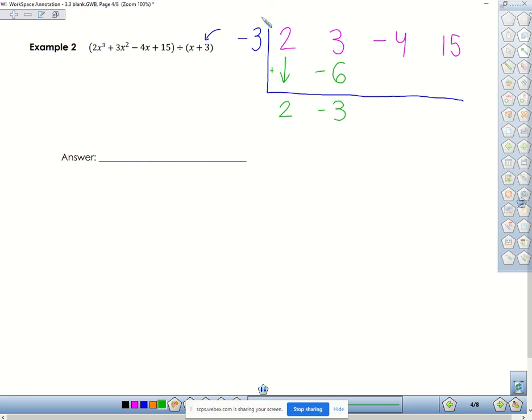Then you're going to multiply. Negative 3 times negative 3 is 9. You're going to add. What's negative 4 plus 9? Positive 5. And lastly, negative 3 times 5 is negative 15. We add these together. What's 15 plus negative 15? 0.